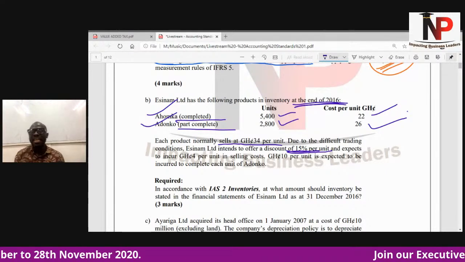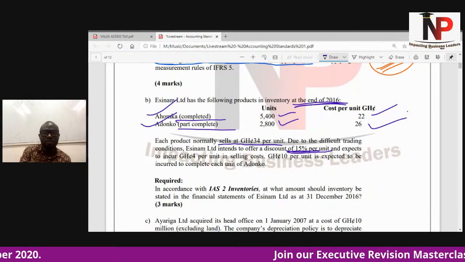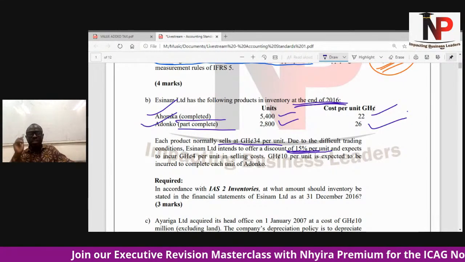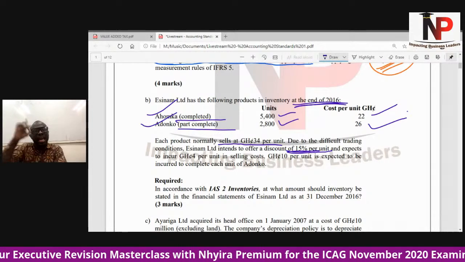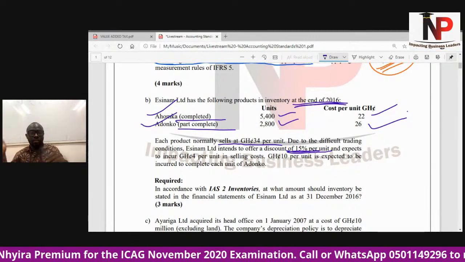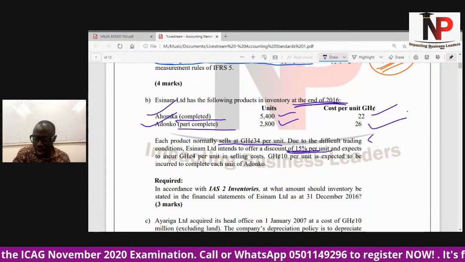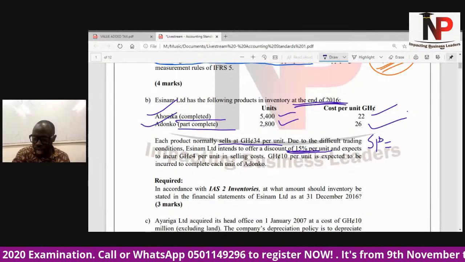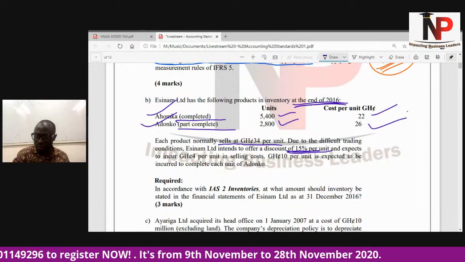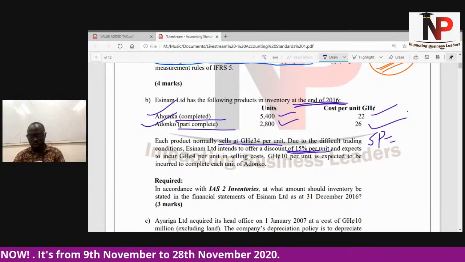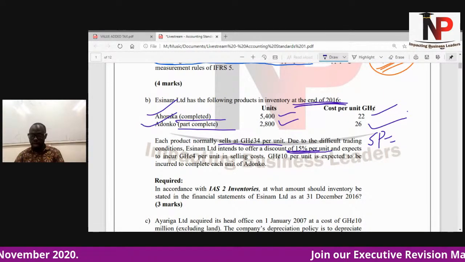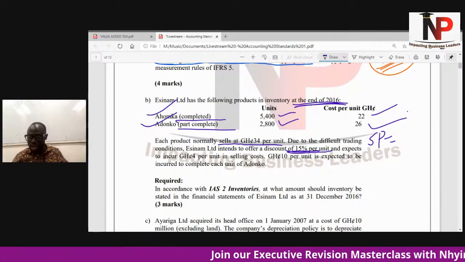Why? Because the entity will be giving a discount of 15% per unit. So right now, our selling price per unit will be 85% of the 34 Ghana cedis per unit. Does it make sense? So the new selling price will now be 85% of 34. Let's see what we got on that. 0.85 by 34. Boom. I'm getting 28.9.